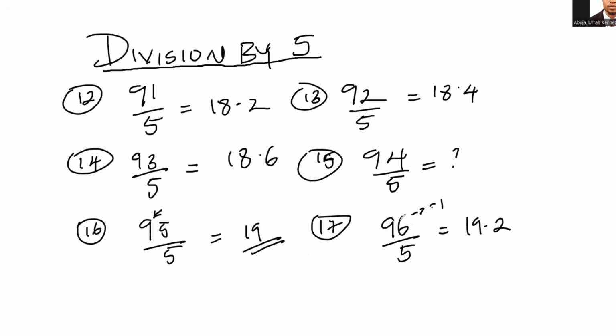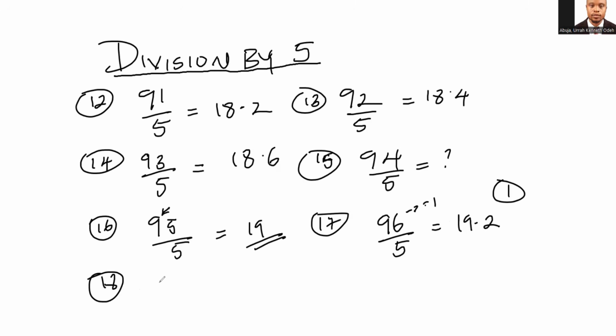Meaning, now 6 plus 6 is what? 6 plus 6 is 12. So you write 2 and carry 1. Now 9 plus 9 is 18. 18 plus 1 is 19. And we have that.